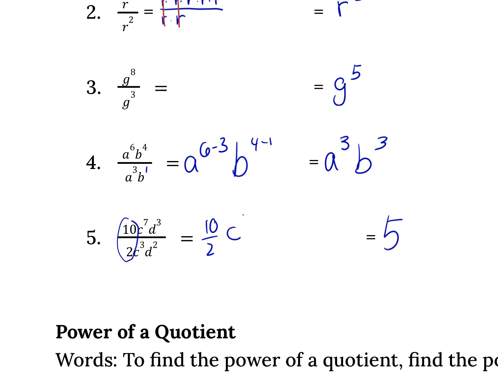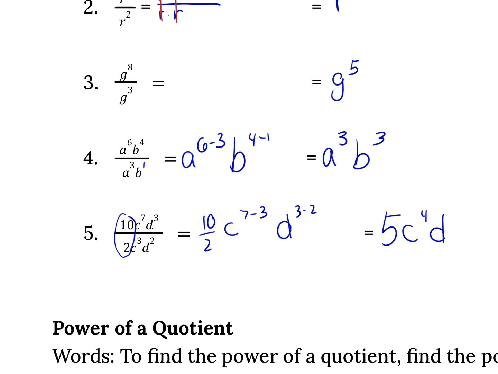For my C's, we have 7 minus 3. That gets me 4. For my D's, I have 3 minus 2. You may either put the 1 or just D. Either one is absolutely fine. Okay, so you can decide what you want there. All right. Questions for me? What can we talk about?